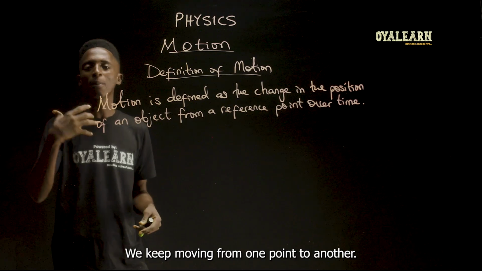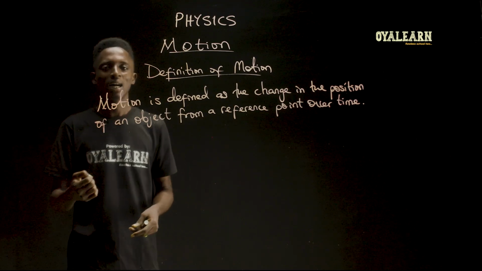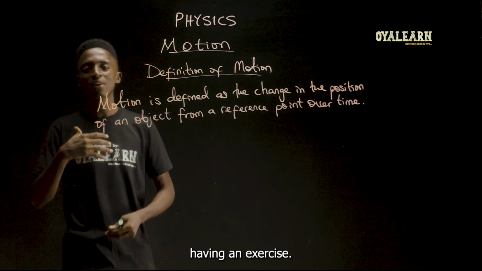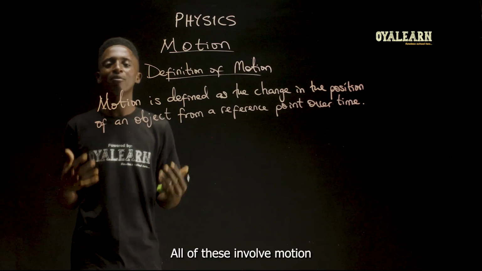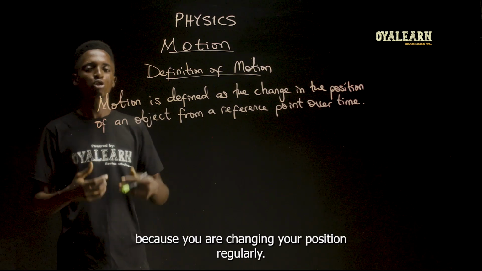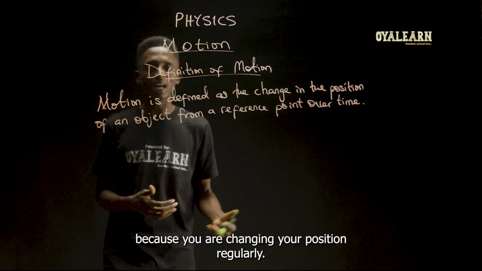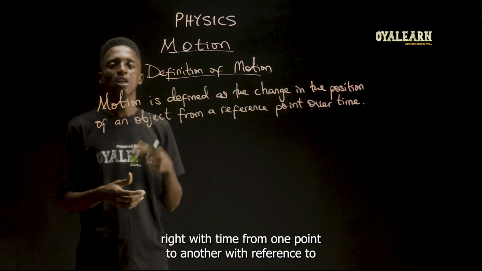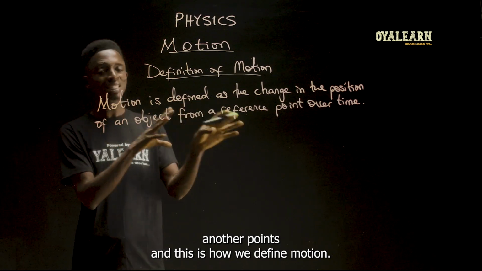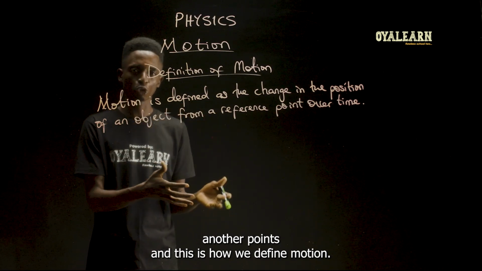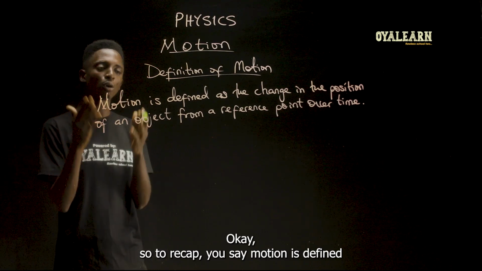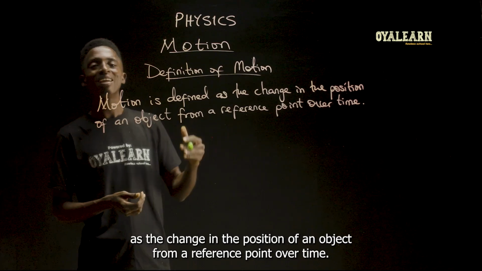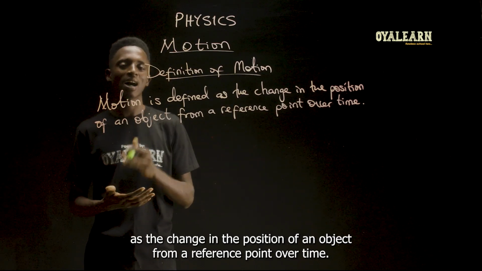We keep moving from one point to another. You move to your school, from school back home, even when you are in the gym having an exercise. All of these involve motion, because you are changing your position regularly, right, with time from one point to another with reference to another point. And this is how we define motion. Okay, so to recap it, we say motion is defined as the change in the position of an object from a reference point over time.